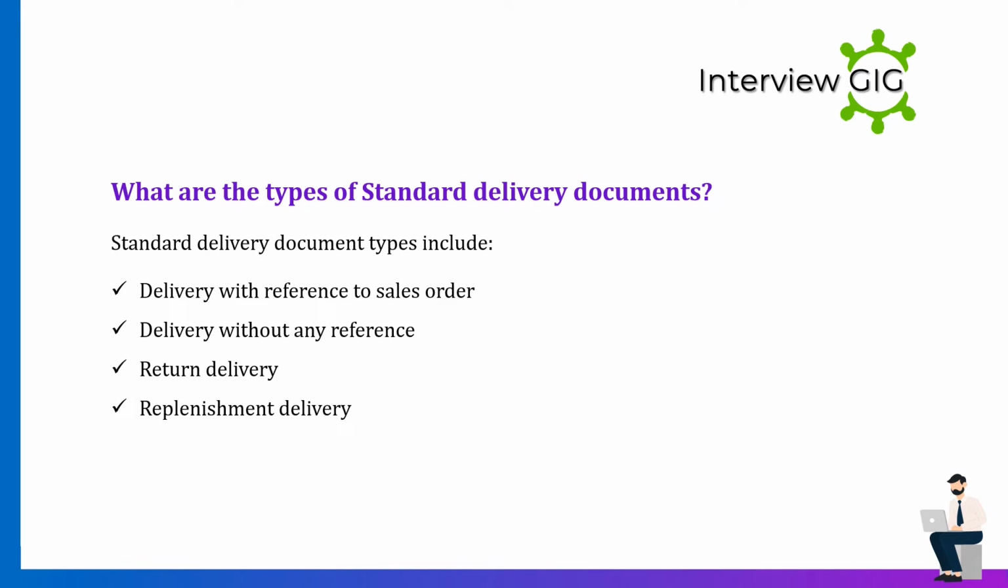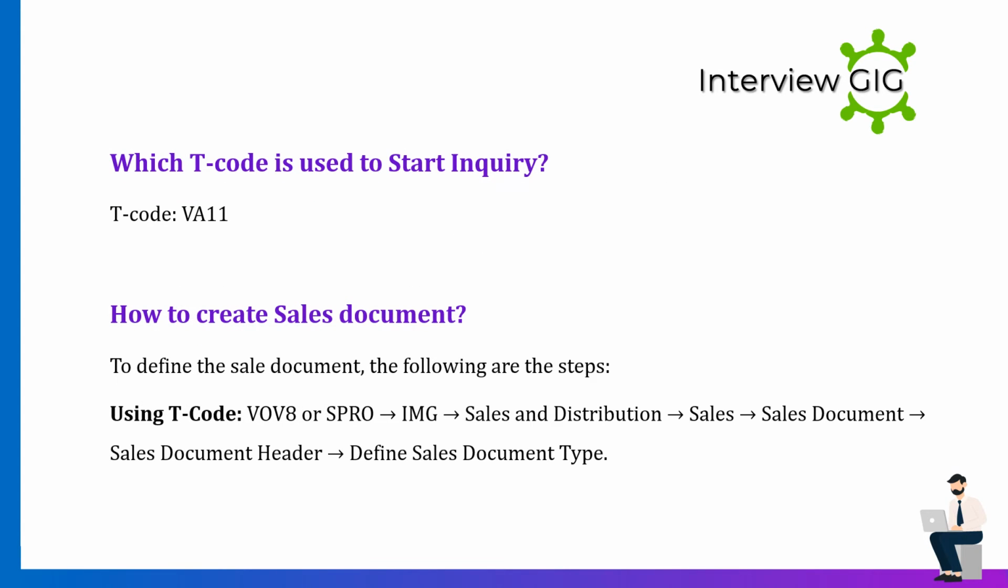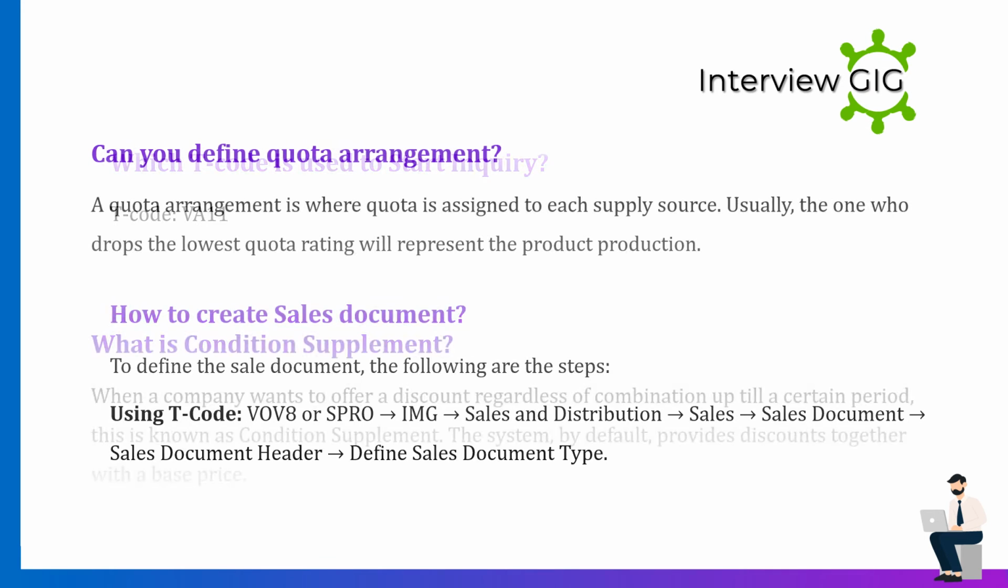What are the types of standard delivery documents? Standard delivery document types include delivery with reference to sales order, delivery without any reference, return delivery, replenishment delivery. Which T-code is used to start an inquiry? T-code VA11. How to create a sales document? To define the sales document, the following are the steps. Using T-code SPRO, IMG, Sales and Distribution, Sales Document Header, define sales document type.